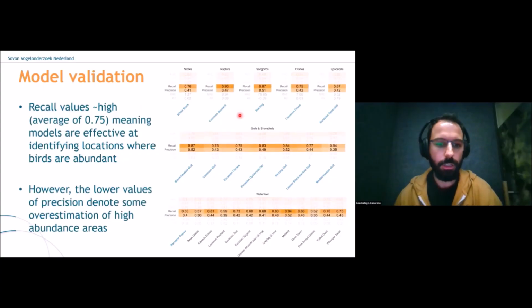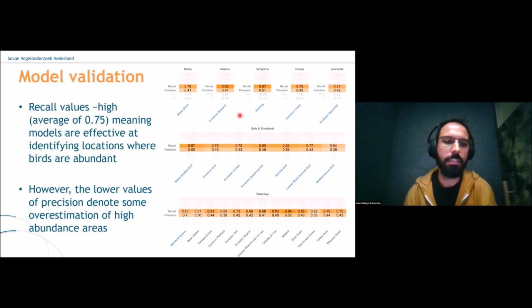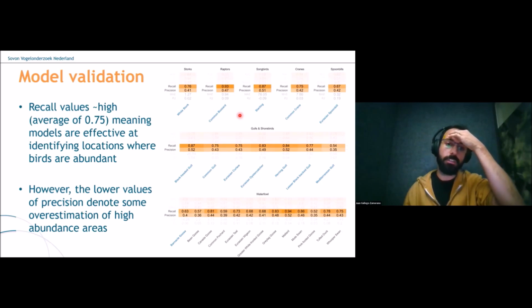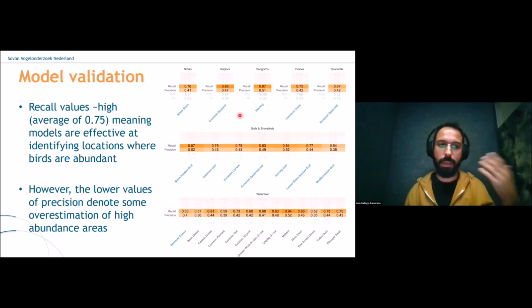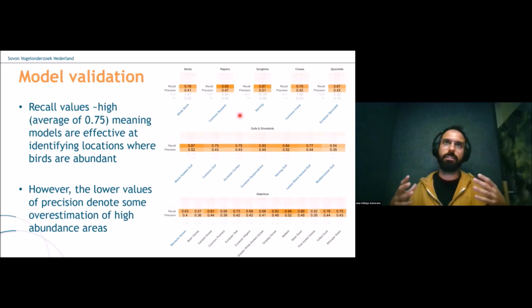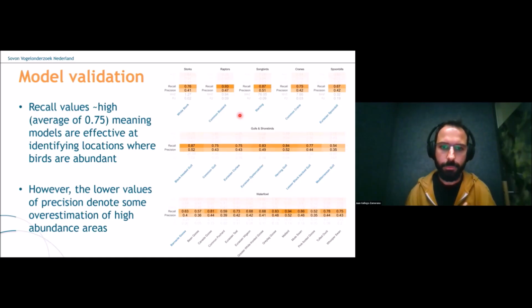In terms of recall, we also had quite a high value. This means the models were really good at predicting where the species are, and where the areas with high abundance are. However, the precision values were a bit lower, which means we are not so good at predicting the exact numbers in high abundance areas. So although you predict where they are, you cannot predict how many that accurately.